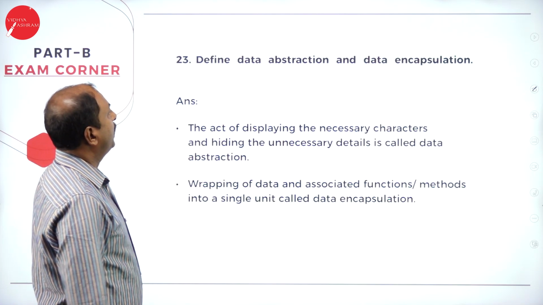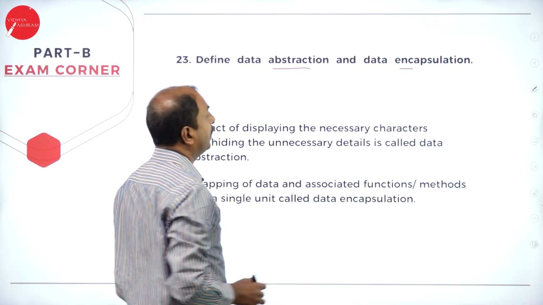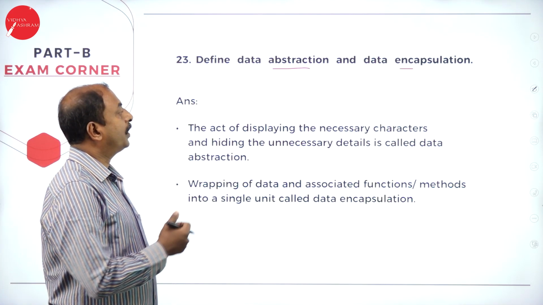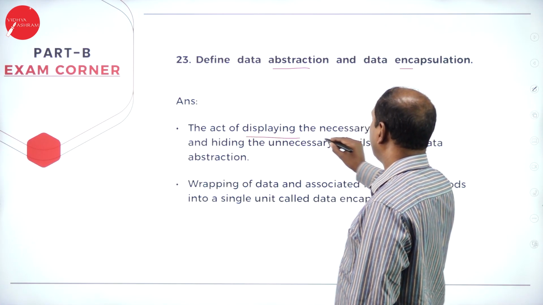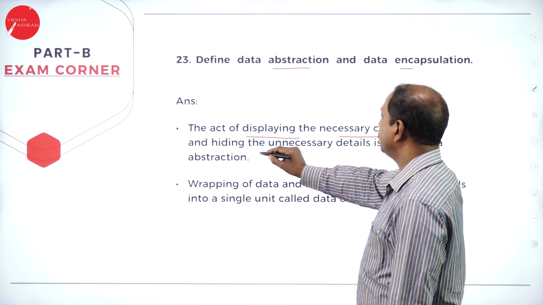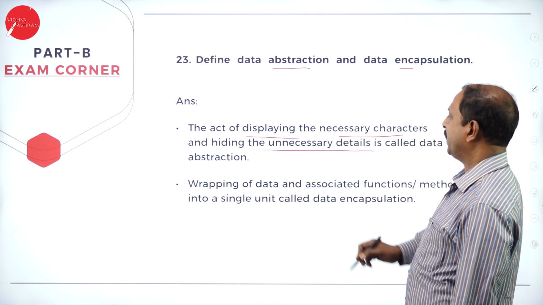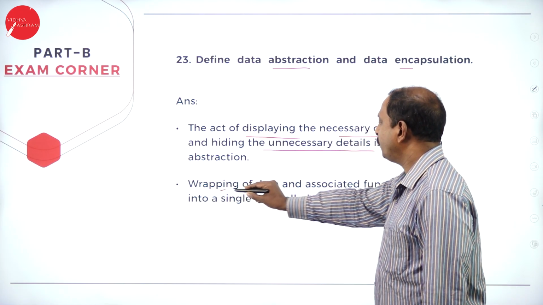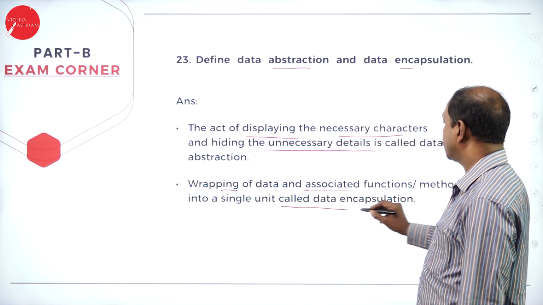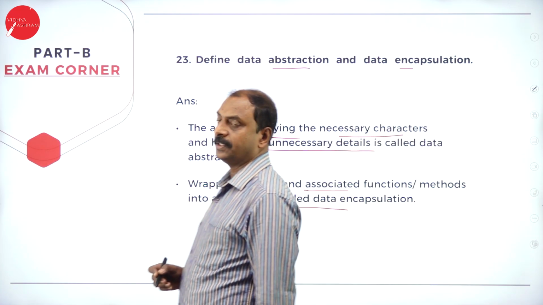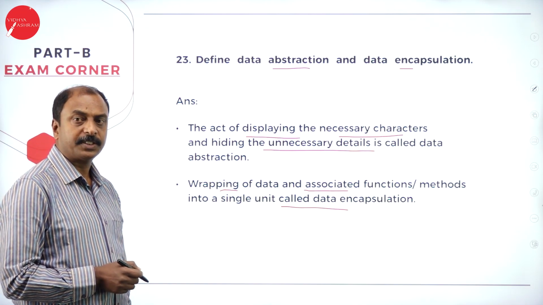Next one is define data abstraction and data encapsulation. Here we have to write a definition of these. Data abstraction is an act of displaying the necessary characteristics and hiding the unnecessary details. And encapsulation is nothing but wrapping up of data and associated functions or methods into a single unit, called data encapsulation. So this is the definition of data encapsulation and data abstraction.